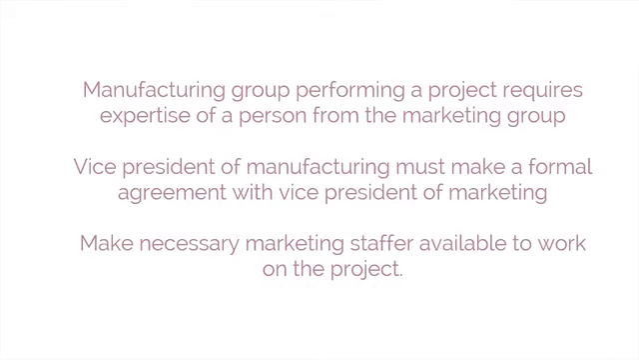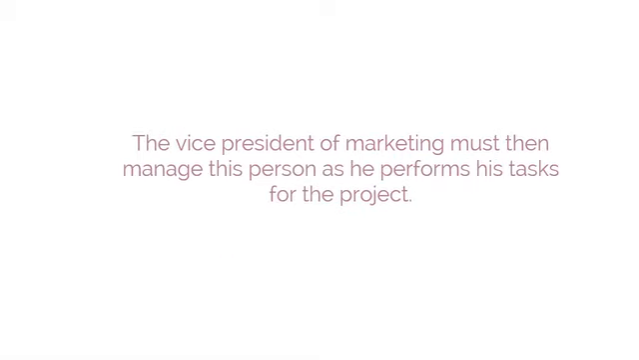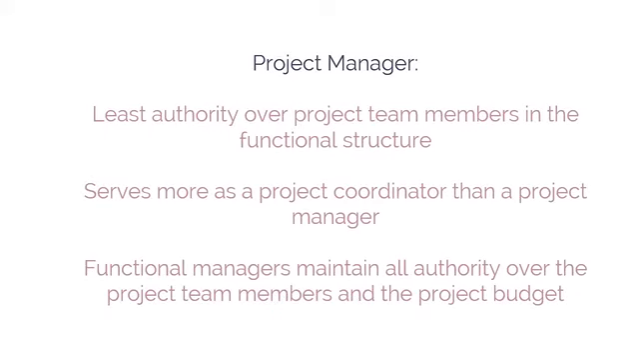However, if the manufacturing group is performing a project that requires the expertise of a person from the marketing group, the vice president of manufacturing must make a formal agreement with the vice president of marketing to make the necessary marketing staffer available to work on the project. The vice president of marketing must then manage this person as he performs his tasks for the project. The project manager has the least authority over project team members in the functional structure than in any other form of project organization. In fact, he serves more as a project coordinator than a project manager because the functional managers maintain all authority over the project team members and the project budget.